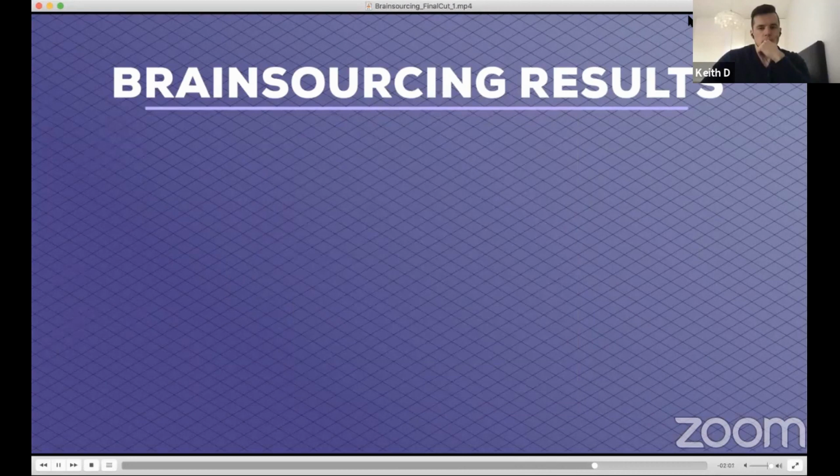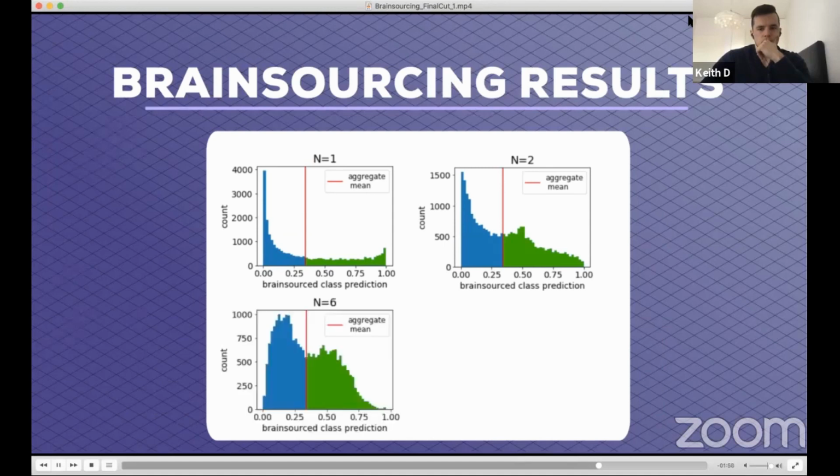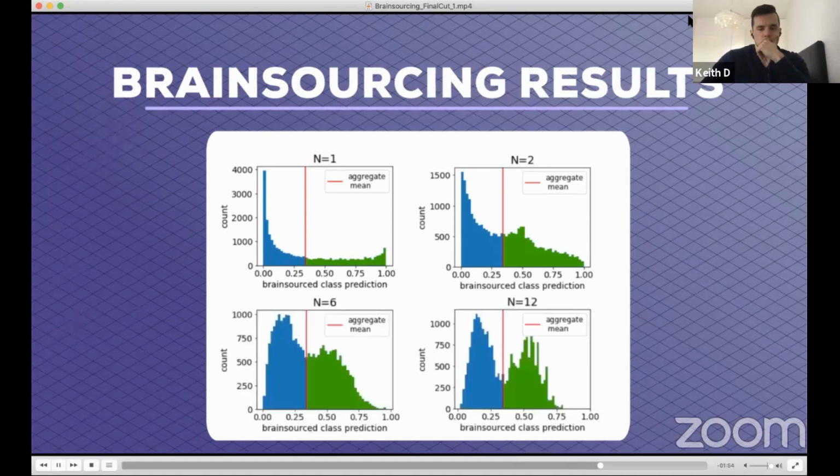Further analysis of the brain-sourced estimations reveals a clear bimodal distribution as data from more participants are added to the models. This reflects the nature of the stimuli data and further suggests that the brainsourcing model is indeed learning something meaningful.